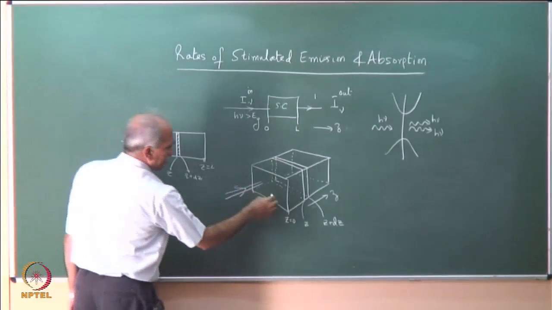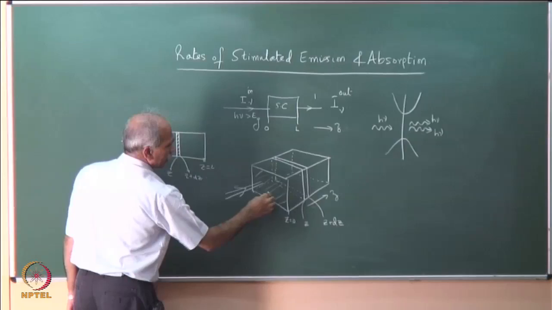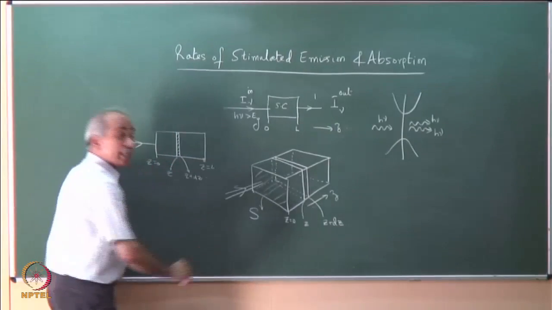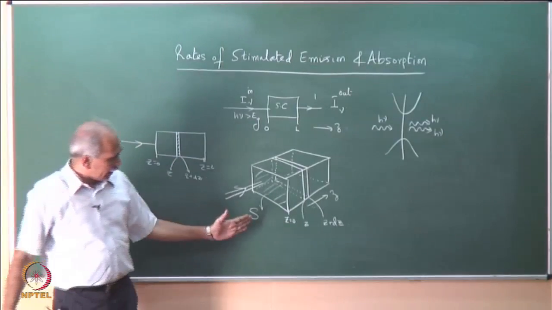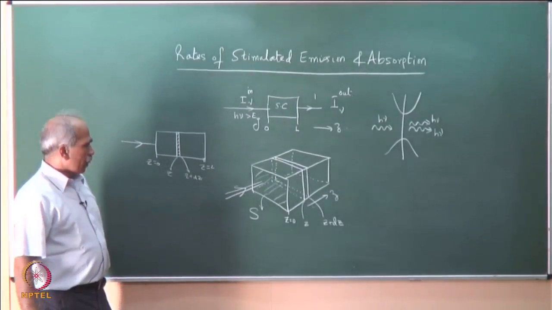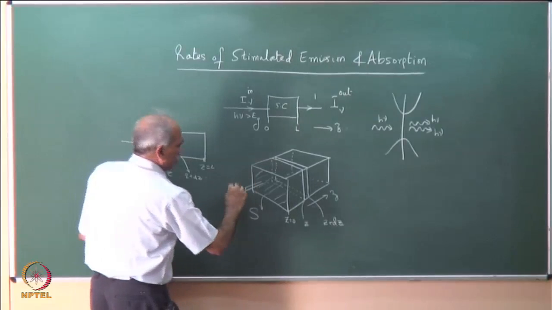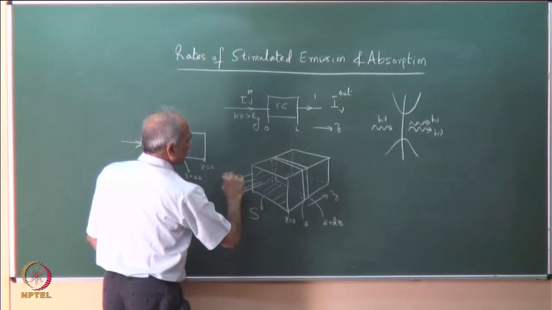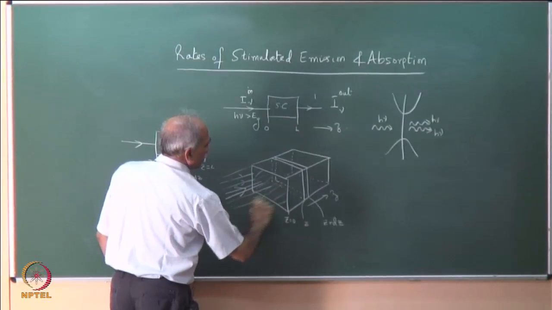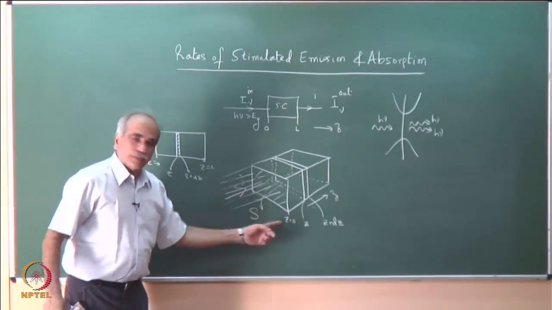Let S be the area of cross section of this surface. So, we want to get an analytical expression. The beam is entering through this surface everywhere, the beam is present everywhere in the cross section. So, S is the area of cross section.